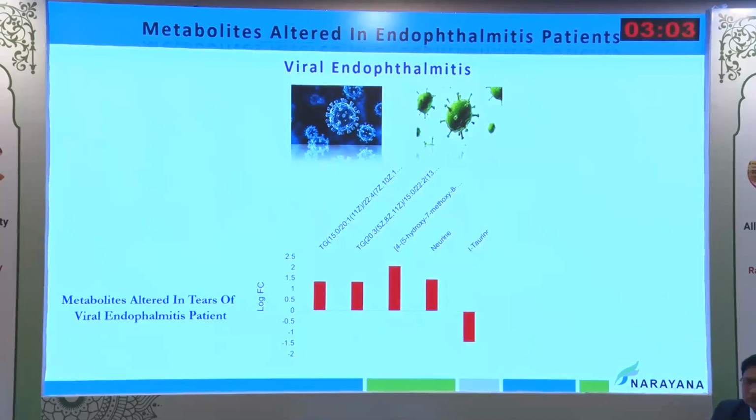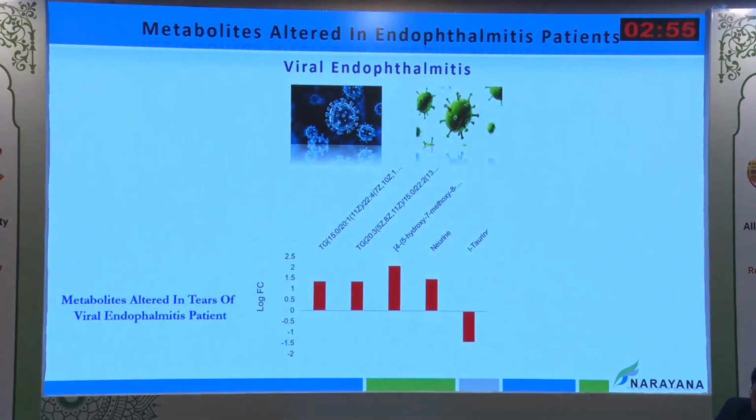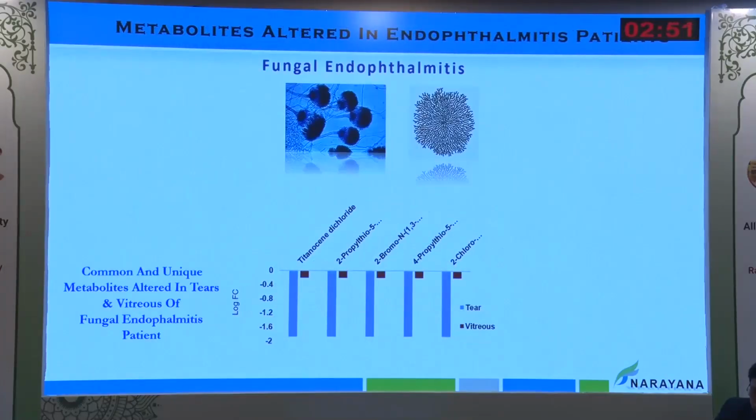Now, very similarly, you see altered tear metabolites in viral endophthalmitis, especially upregulation of lipid-related metabolites and downregulation of the protective amino acid taurine. So here you can see, even in fungus, we see uniquely altered tear metabolites, which mainly reflect oxidative stress and nutrient consumption by the fungi.